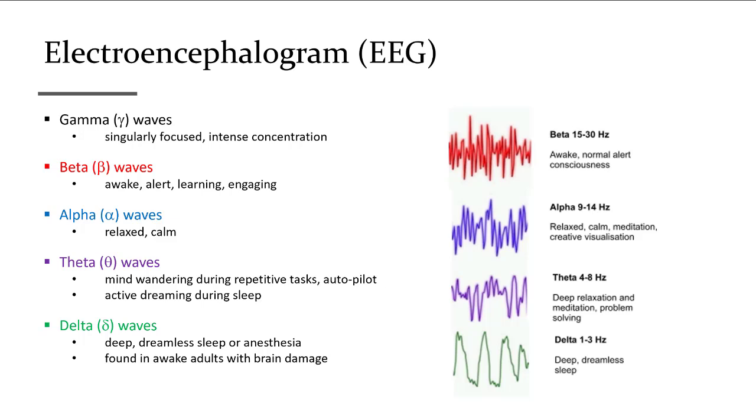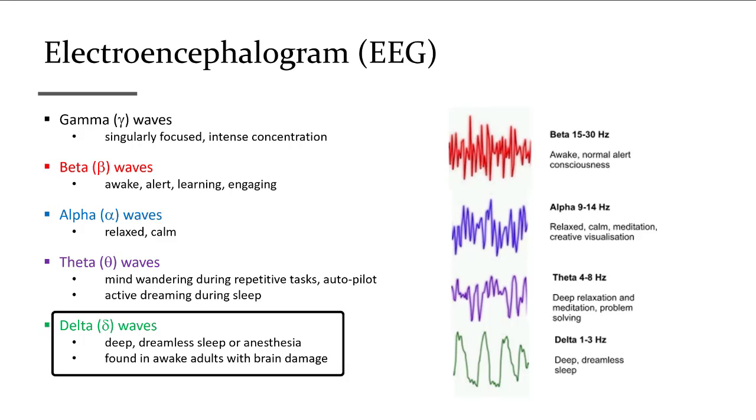Deep, dreamless sleep, or even a person under anesthesia, are dominated by the slowest frequency, known as delta waves.